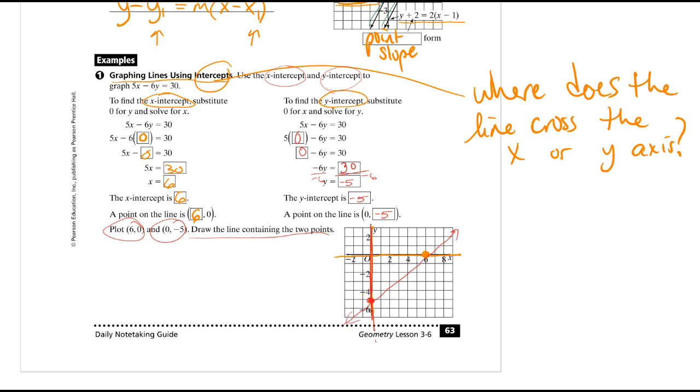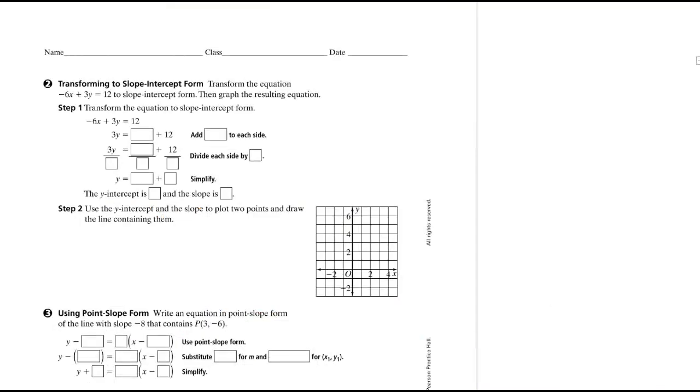Hey, did we need to know anything about slope? Nope. All I needed was to draw this line. So maybe we need to practice with the slope a little bit. Okay, here we go. So now, transforming to slope-intercept form. This is just a fancy way to say, get y alone on one side of the equal sign, please.